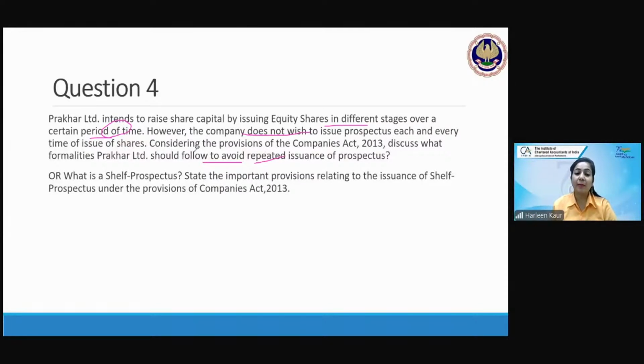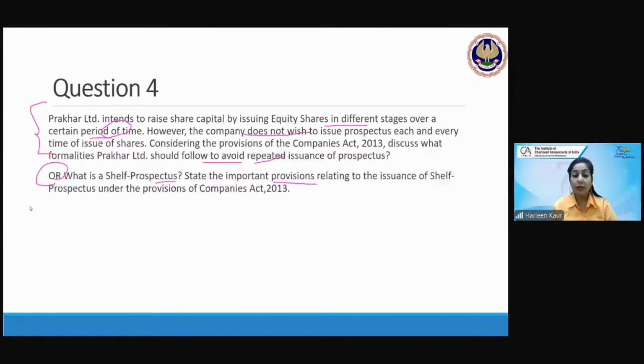So which section will become applicable, children? What is it talking about in the first question? It is talking about shelf prospectus, section 31. The examiner can ask you a question like this, or it can straight away ask you what is shelf prospectus and what are the important provisions.